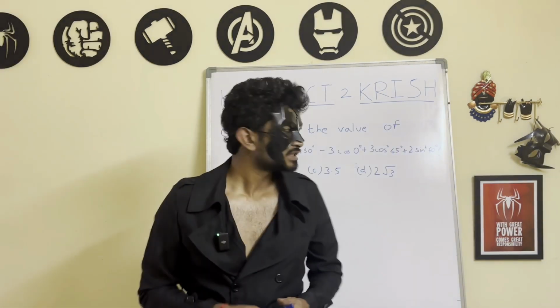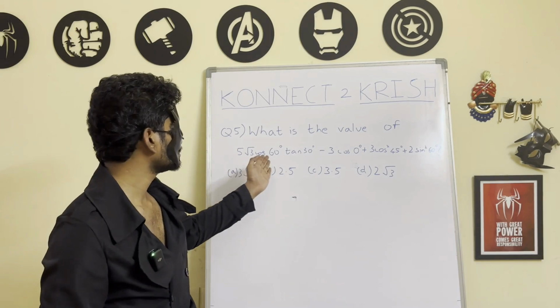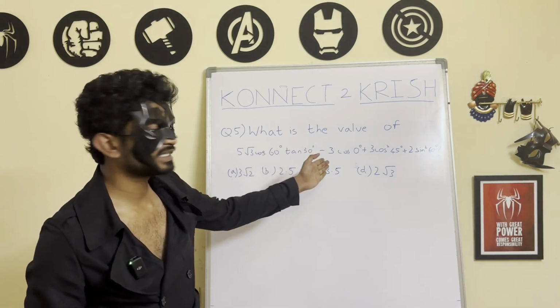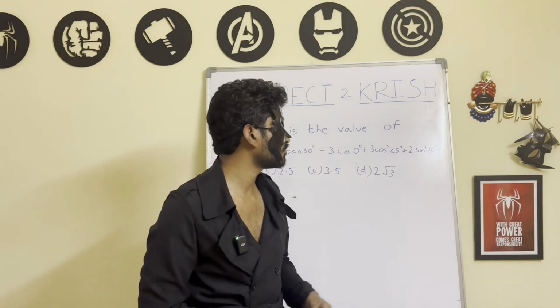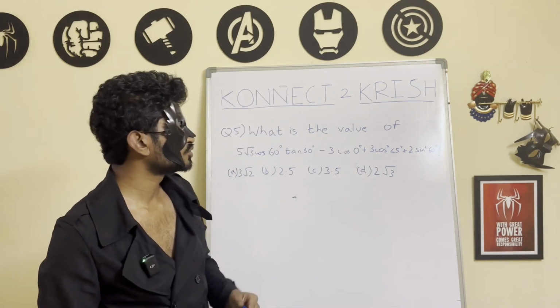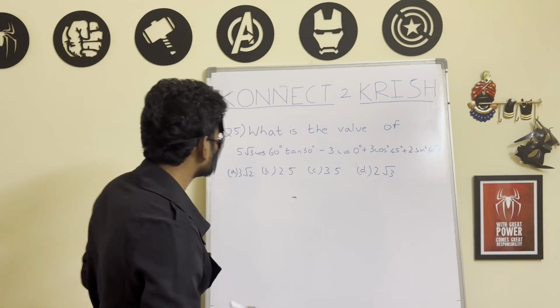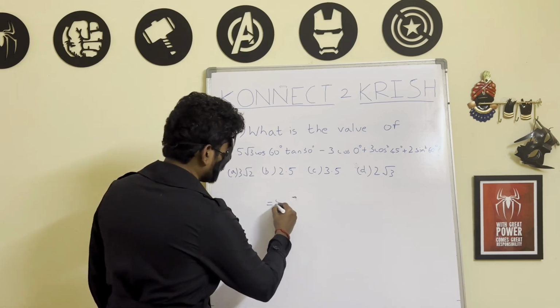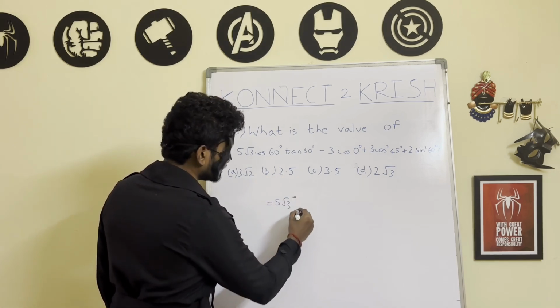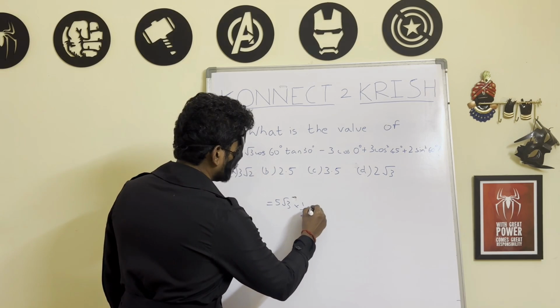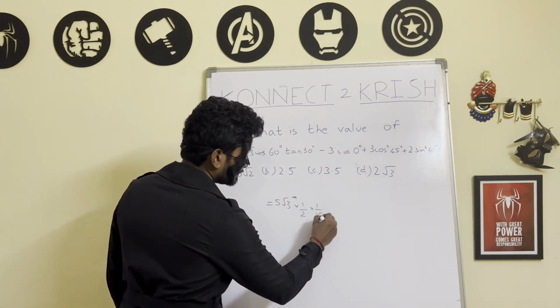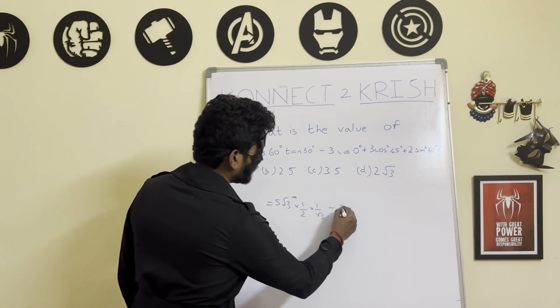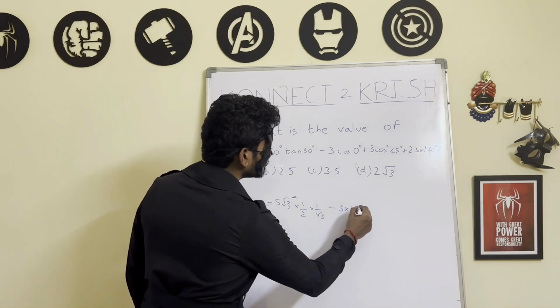So guys, next question is, what is the value of 5 root 3 cos 60 into tan 30 minus 3 into cos 0 plus 3 into cos square 45 plus 2 into sin square 60 degrees. This is again a simple question. 5 root 3 into cos 60, which is nothing but 1 by 2, into tan 30, which is nothing but 1 by root 3, minus 3 cos 0, which is nothing but 1.